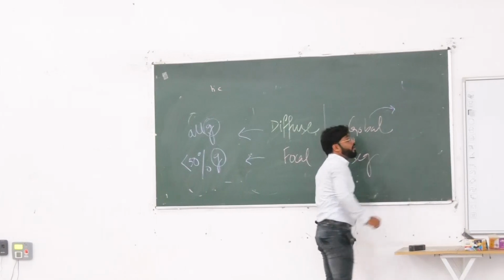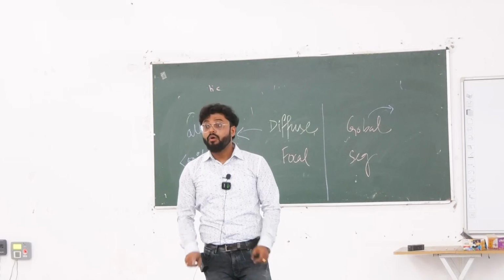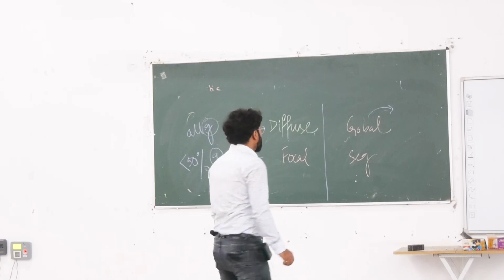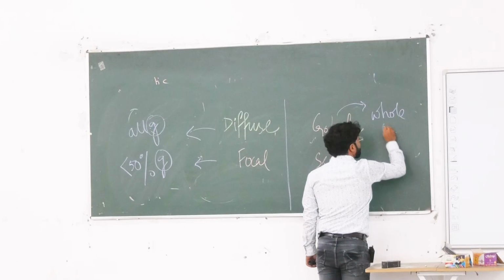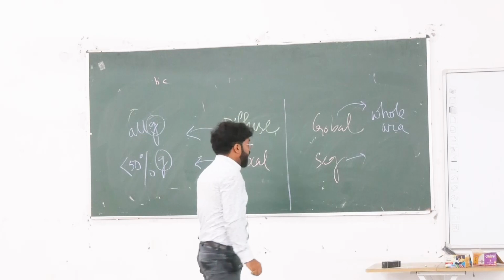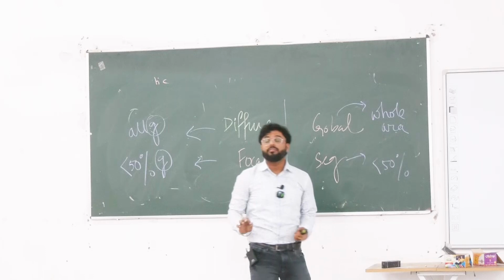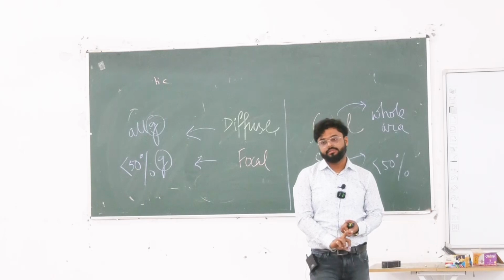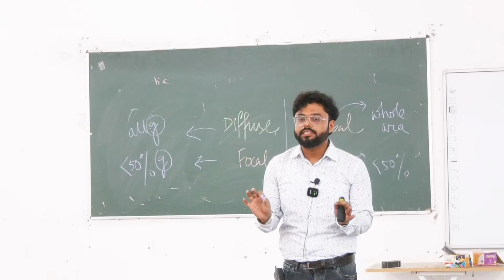When the whole area of a particular glomerulus is involved, it is known as global involvement, whole area involved. And when less than 50% area of a particular glomerulus is involved, it is known as segmental involvement. Four points, four very close terminologies, understood?